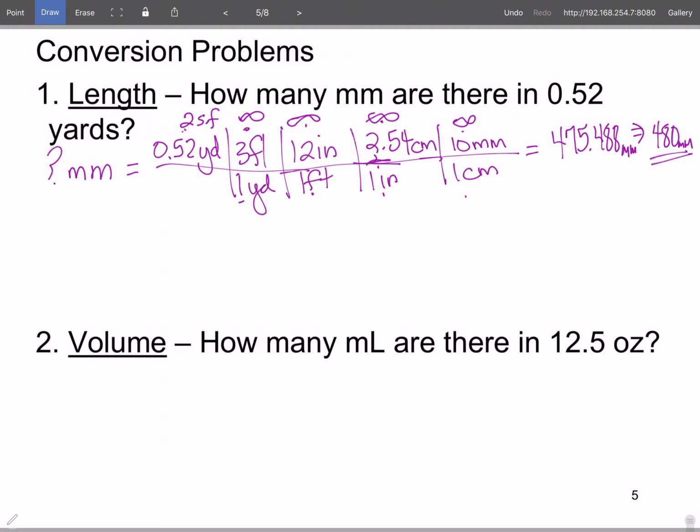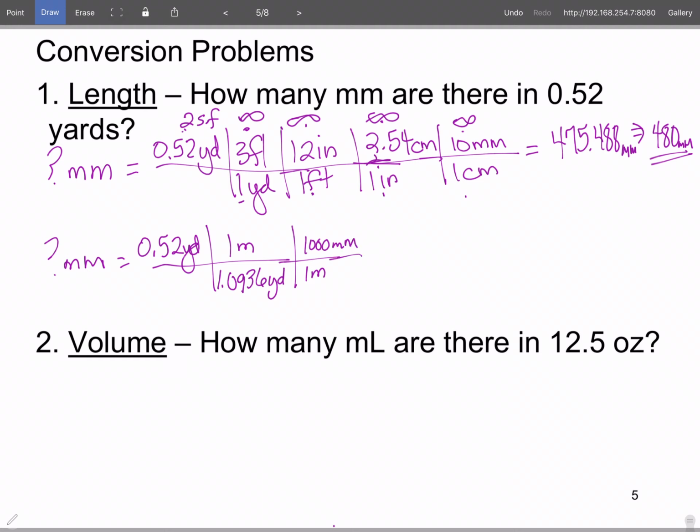All right. Another way to do this is I'm still looking for my millimeters. Still starting with the 0.52 yards. But this time, I happen to find the conversion that says there are 1.0936 yards in 1 meter. And 1 meter is 1,000 millimeters. So that means when I run the math, I get 475.49378 millimeters. Now, notice that these are mostly the same, but after the decimal, they start to change.